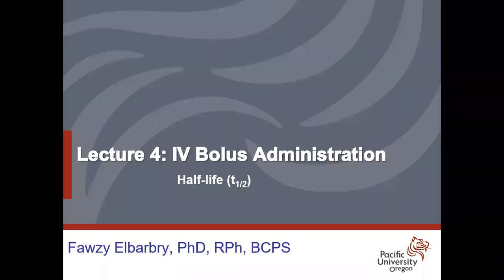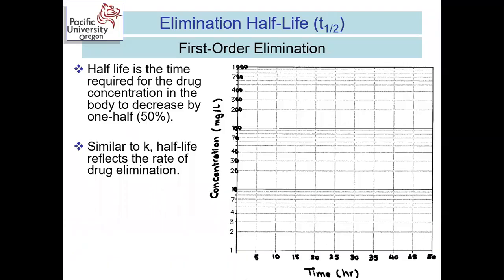Hello class, we are continuing with the PK model following a single IV bolus administration. As of now, we have covered two PK parameters, the elimination rate constant K and the volume of distribution VD, and now we are covering the third parameter, which is the half-life or T-half, one of the very important PK parameters. The definition, as we know, is the time required for drug amount or drug concentration to decrease by 50%.